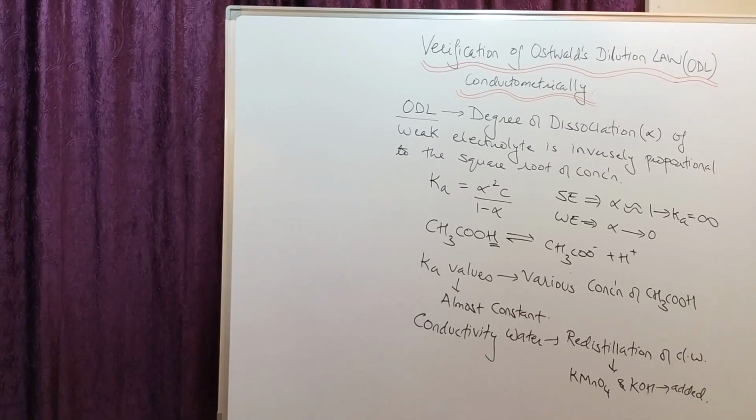I explained that it is applicable only to the weak electrolyte, and how we are going to carry out the verification is by preparing various concentrations of acetic acid, and we will show that its values are almost constant. And then I made a mention about conductivity water, redistilled distilled water, to which small quantities of KMnO4 and KOH are added. I hope you have understood up to this very well.